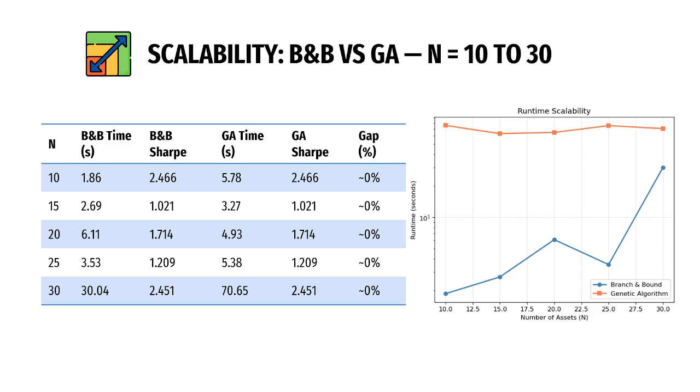This cross-validates both implementations. At n equals 30, Branch and Bound hits its 30-second limit. The runtime chart on log scale shows Branch and Bound growing with n while GA stays flat, a direct consequence of GA's fixed evaluation budget. For the full 96 stock universe, Branch and Bound is computationally intractable, and the genetic algorithm is the only practical option.